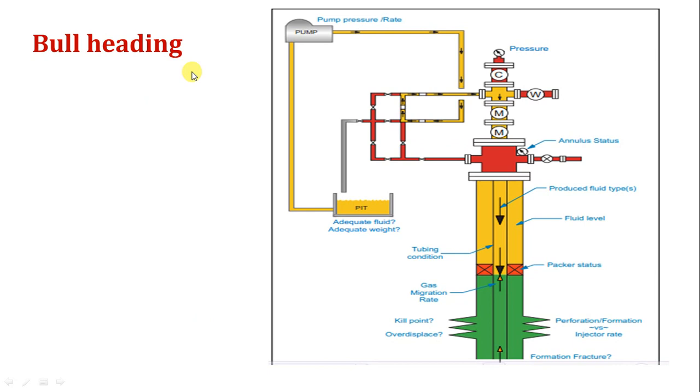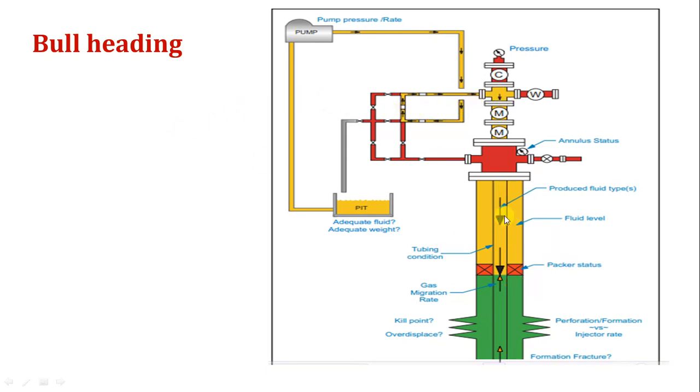Bullheading. What is the meaning of bullheading? Bullheading is mainly in the workover. It means that once you are producing or something like this, there are formation fluids from the formation coming through the tubing, and you need to kill it. So you pump the kill mud, or the kill mud weight or the brine or something like this, and force the hydrocarbons or the formation fluids to go back inside the formation. And you must know the maximum surface pressure of bullheading, and it has to be discussed with the engineering or with the team leader or something like this.